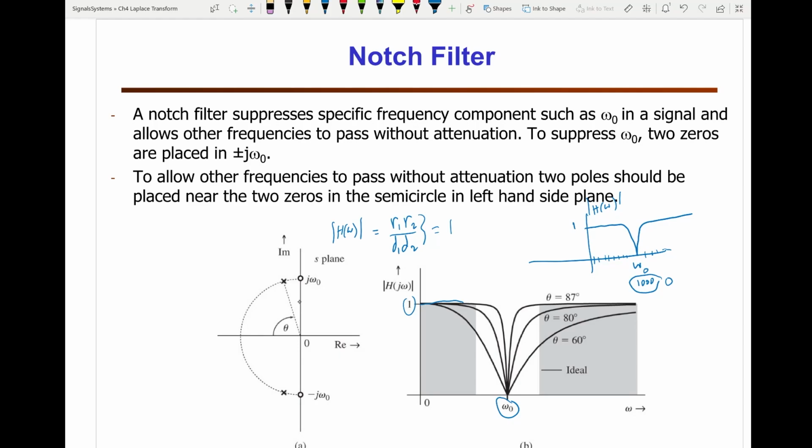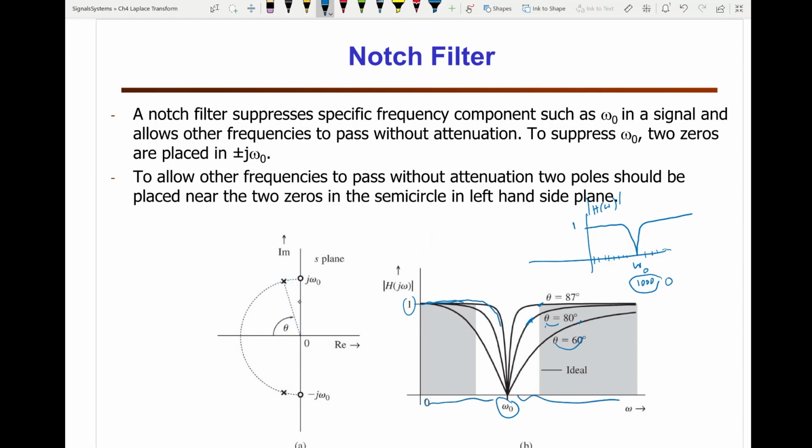The frequency I want to eliminate, I put a 0 on that frequency, and then I put a pole adjacent. Now, how close should this be? It could be here, or it could be even closer. So that theta will determine it. If theta is closer to 90 degrees, then the pole will be close to the zero. And what is the advantage? If the pole is closer, that means the distances R1 and D1 will be very close to each other, so you will have flats for a long frequency range.